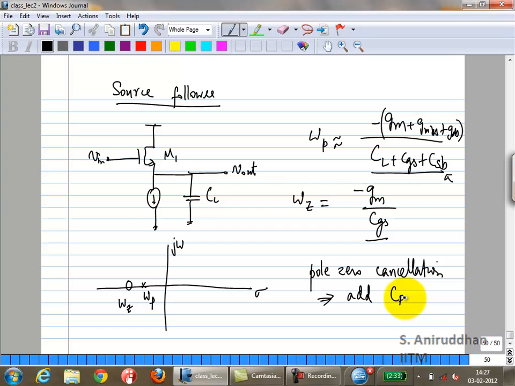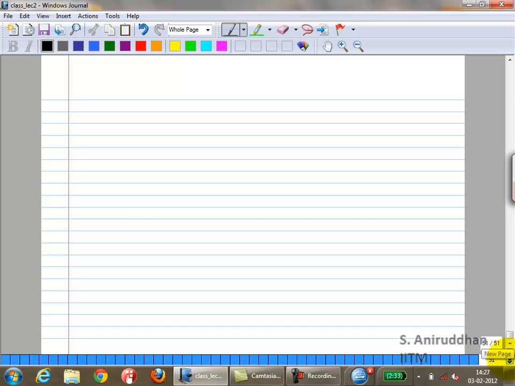You add a CF across the gate source. How much CF do you need to add? You can easily calculate that. Why? Because you add some arbitrary CF, you can calculate the new pole and zero locations, equate the two, and find out what CF you need to add. So now let's find out how much CF you need to add.